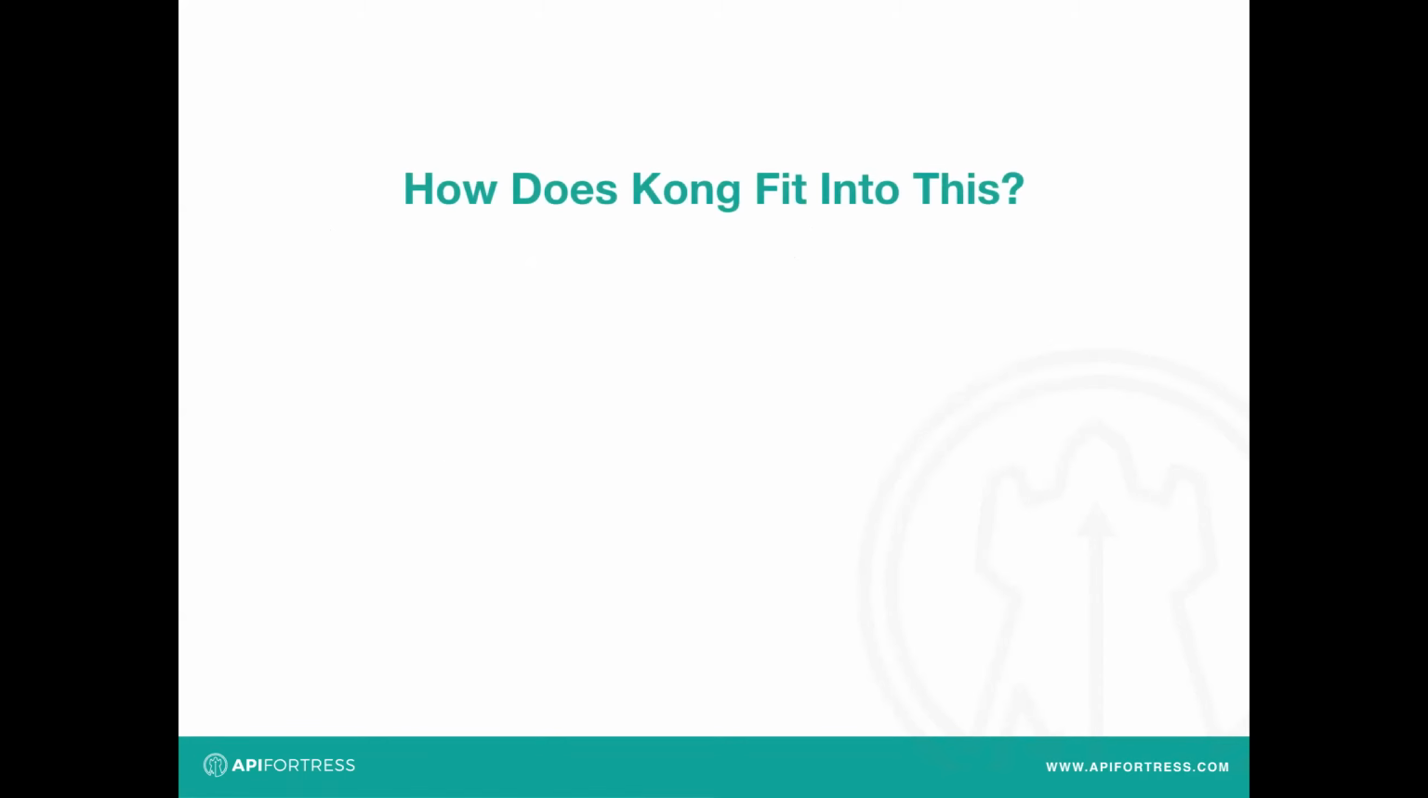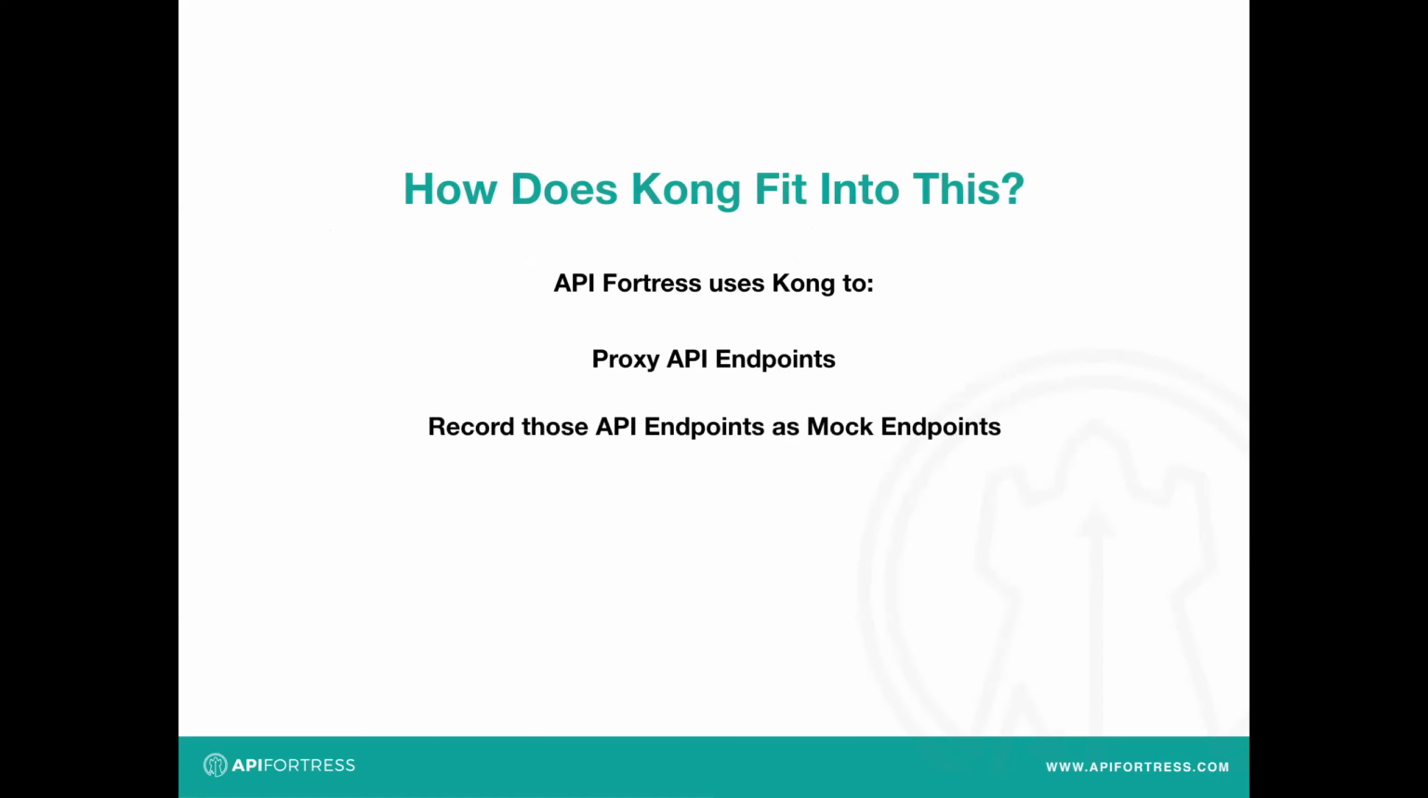So I guess the next logical question would be, how does Kong fit into this equation? API Fortress uses Kong to proxy API endpoints, record those endpoints as mock endpoints, switch between mock and live responses, which we're not going to actually look at in the demo today, but is a feature that we have, and log API traffic, both with the mock endpoints, and we actually do leverage Kong in another part of the platform to log live API traffic.